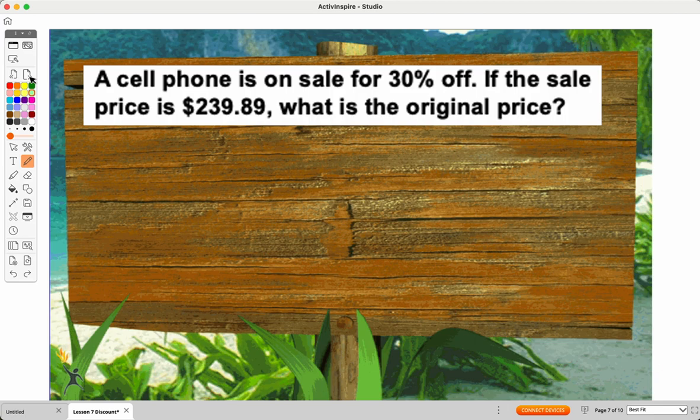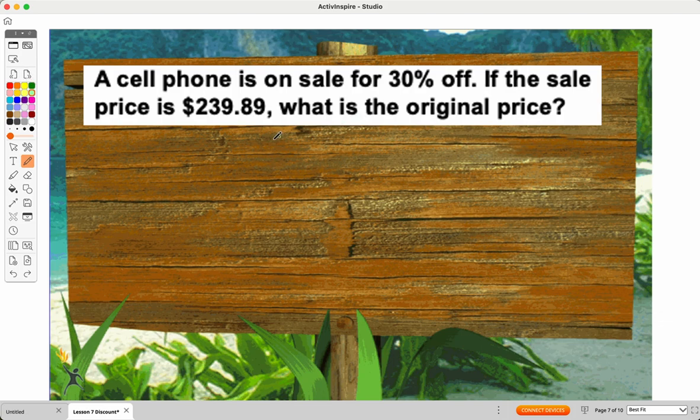Now we're kind of coming back out here. Now this is the other side. Now I have the other idea. A cell phone was on sale for 30% off the original price. If the sale price was $239.89, what is the original cost? So I'm actually going to have to go the other way around. Okay? I'm going to have to work it differently.